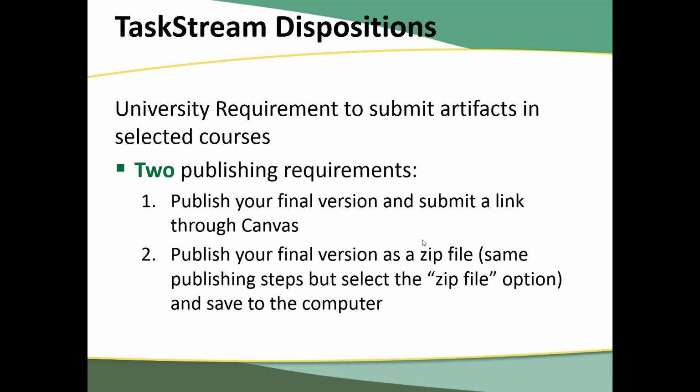You'll need to publish the link the same way you've been publishing your other links, and make sure it starts with webpages.uncc.edu. You'll also need to go back into your project and publish your final version as a zip file. These are the same publication steps as before, but you select the zip file option and save it to your computer. That is going to be the file that you're going to ultimately be submitting to TaskStream.